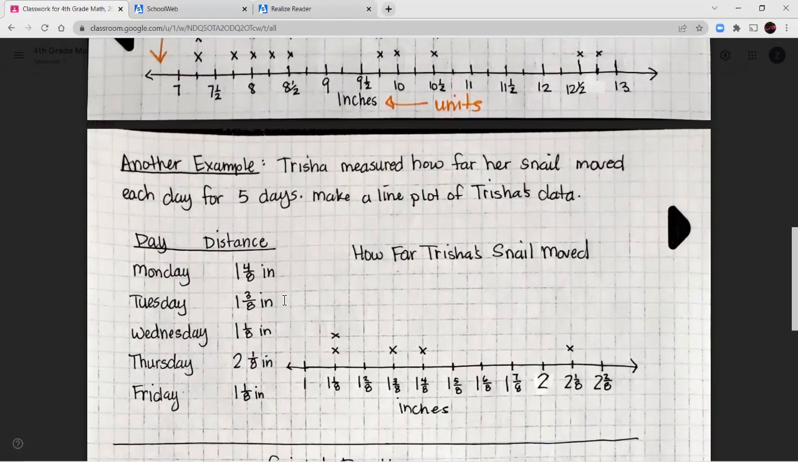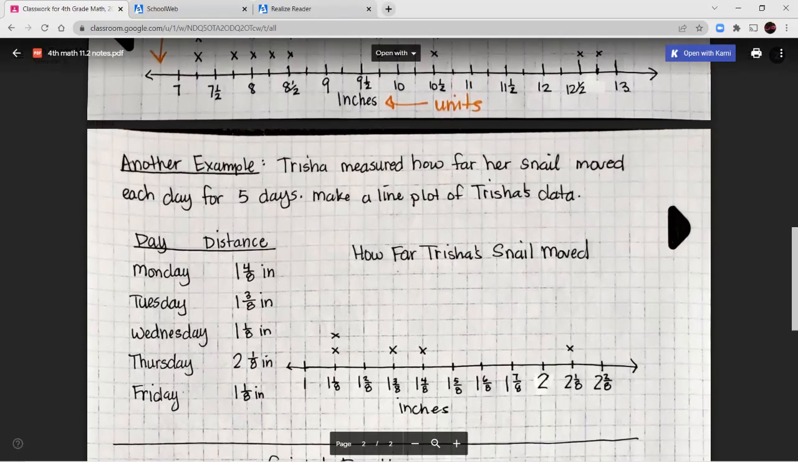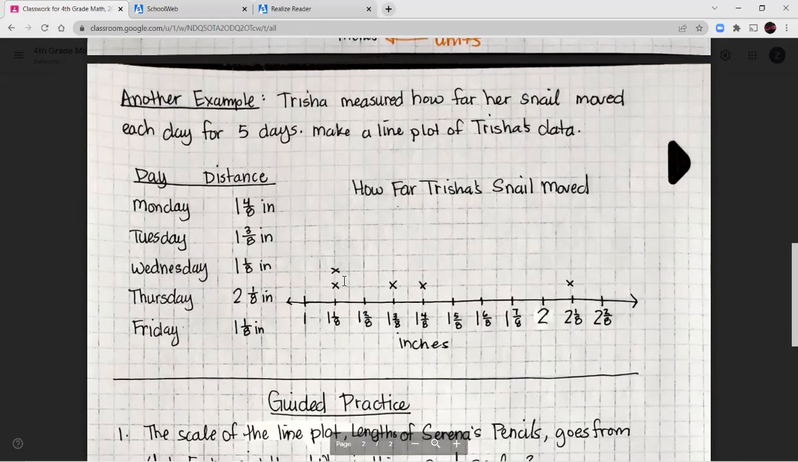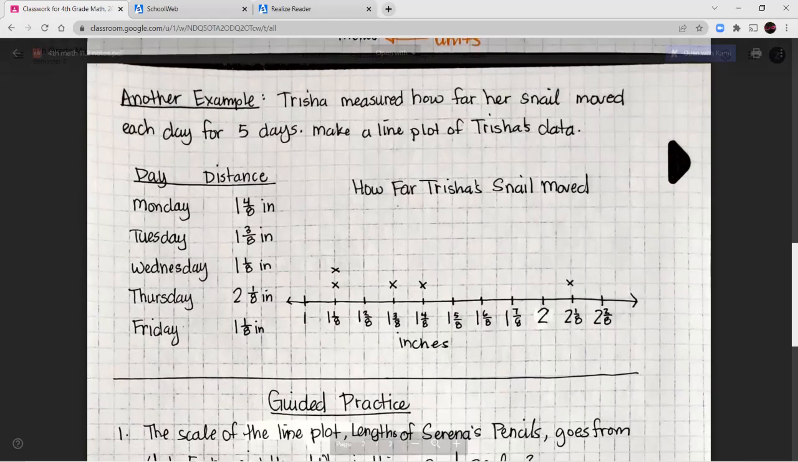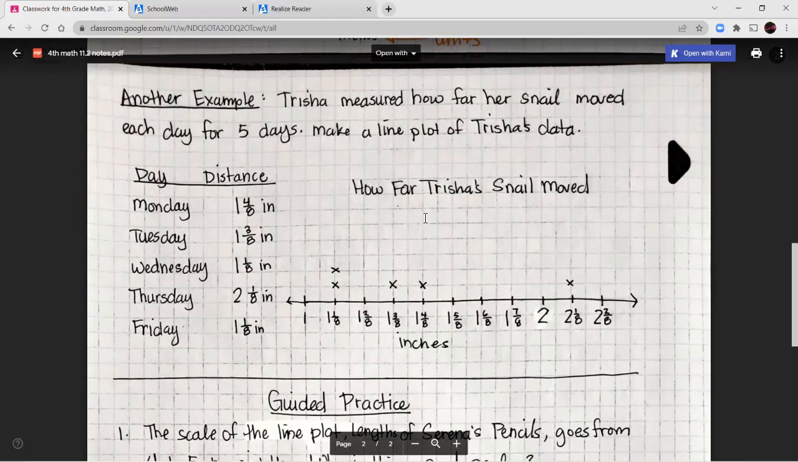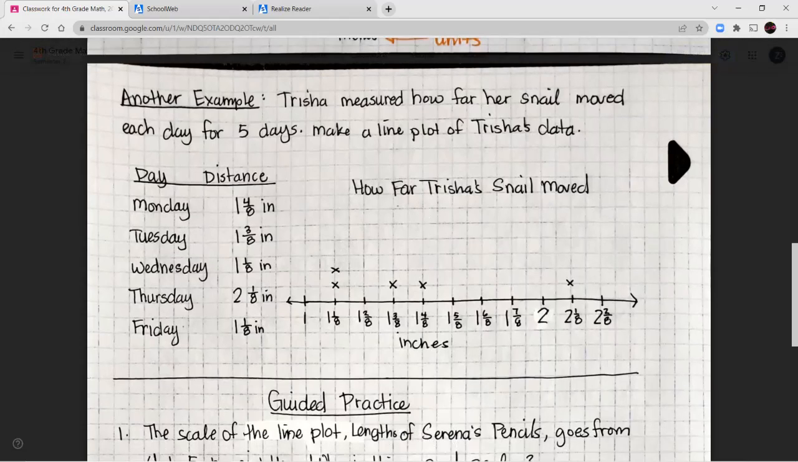Tuesday, it traveled 1 3/8 inches. Wednesday, 1 1/8. Thursday, 2 1/8, and then Friday, 1 1/8. So I made my line plot to go from 1 inch to 2 2/8 inches. I added a title at the top. I added the units for my scale at the bottom. And then I started to put in my data.